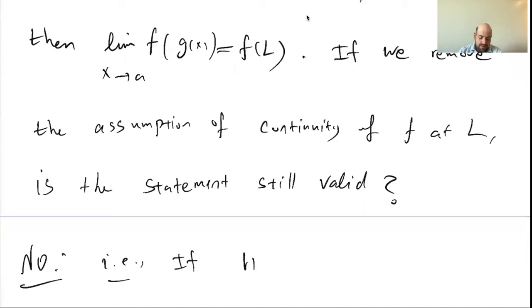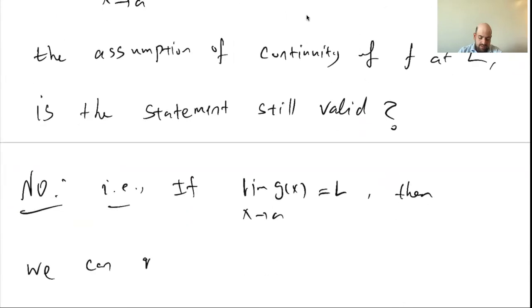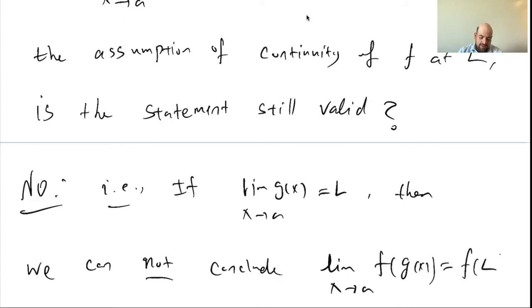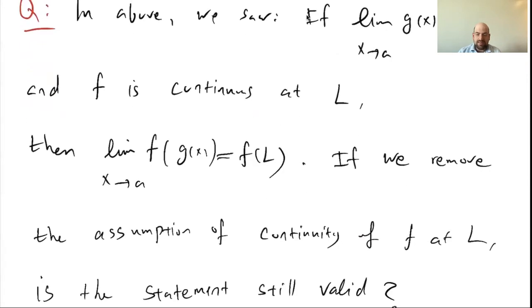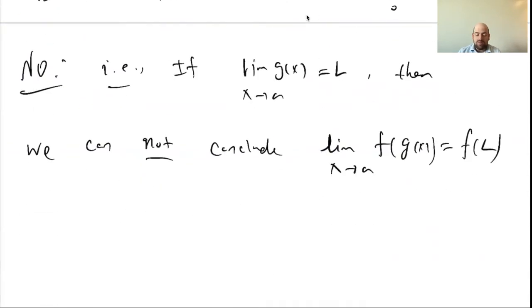If limit g of x as x approaches A equals L, then we cannot conclude that limit f of g of x as x approaches A is equal to f of L. If limit g is L, and if f is continuous at L, then yes, we can say limit f of g of x is f of L. But if we remove the second condition and only keep the assumption that limit g is L, then we cannot conclude that limit f of g of x is equal to f of L. To show this, we need a counterexample.